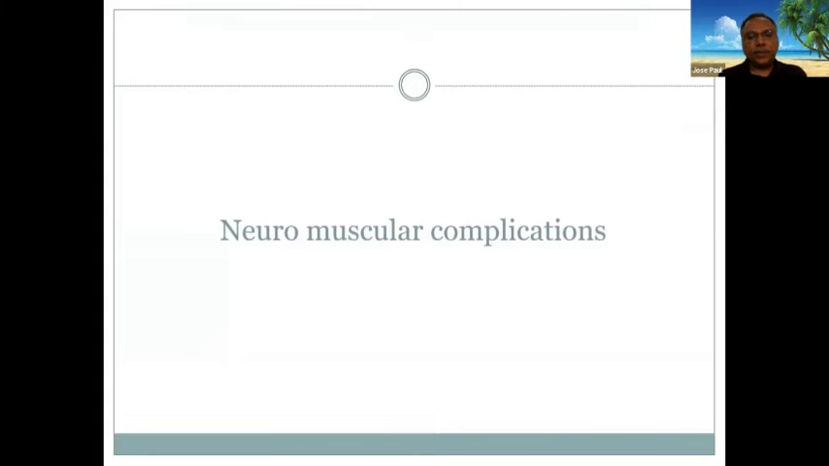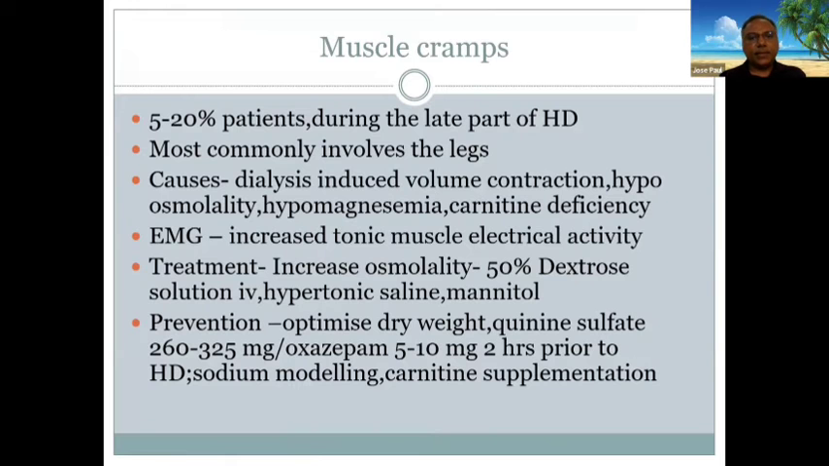Then we'll come to the neuromuscular complications. One of the most common complications encountered is muscle cramps. Around 5 to 20% of the patients, during the late part of the hemodialysis, will develop muscle cramps, often necessitating the stoppage of dialysis, and it most commonly involves the legs. The causes include dialysis-induced volume contraction, hypoosmolality, hypomagnesemia, and maybe carnitine deficiency. And electromyogram will show increased tonic muscle electrical activity.